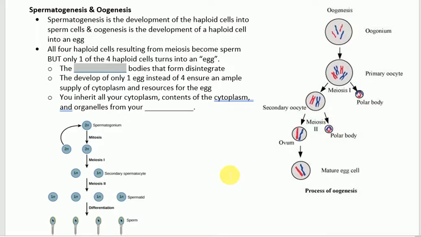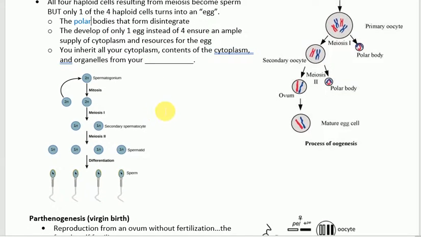So there is something called a polar body that basically disintegrates, okay? So right here, let's take a look at spermatogenesis. Here you've got your 2N, the mitosis happens, meiosis 1, right? We go through meiosis 2, we end up with 4 cells. And we end up with 4 sperm cells.